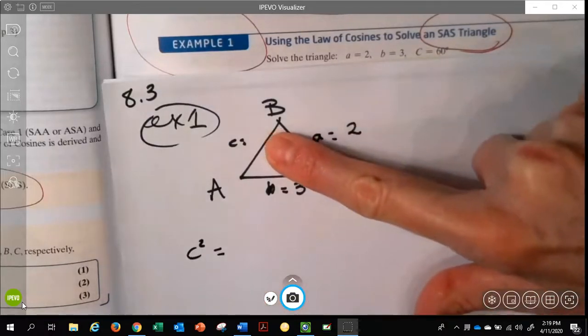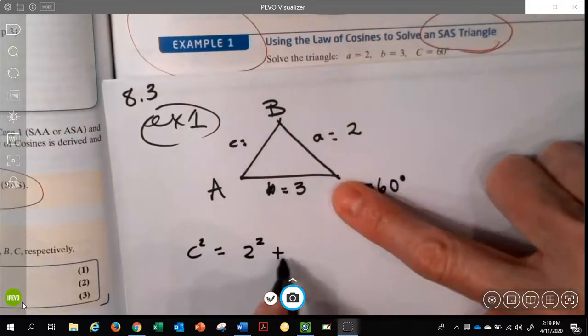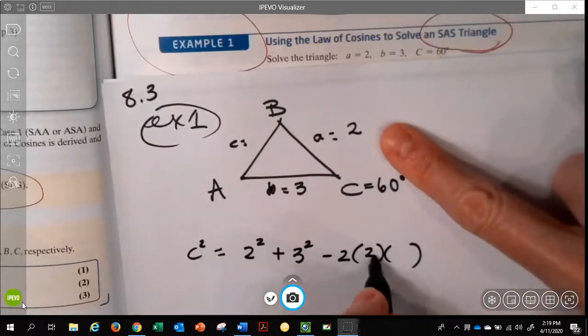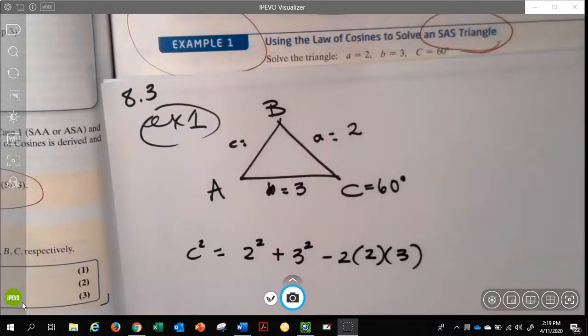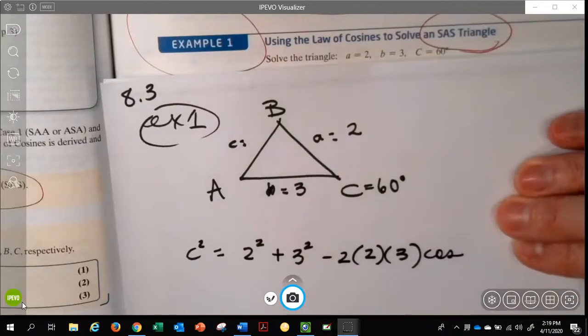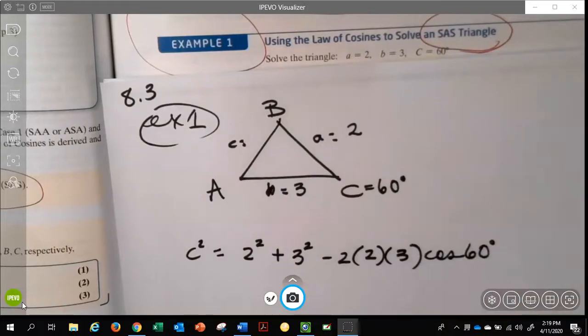But my formula says I have to write it down as a square. Then I'm going to write down the other side squared, another side squared, minus 2 times these sides not squared. And this is a place where you need to really be careful, because it's real easy right now to throw in sine or cosine. Make sure your brain is remembering we are doing law of cosines right now, cosines. And so with that, I need to do the cosine of 60 degrees.